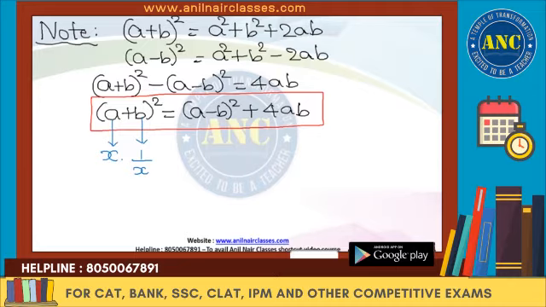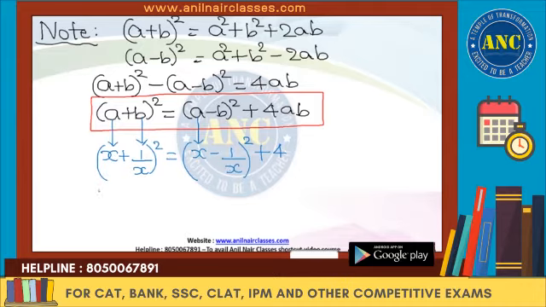That means a plus b whole square is a minus b whole square plus 4ab. But instead of a and b, I will put x and 1 by x. That means this becomes x plus 1 by x whole square, which is equal to x minus 1 by x whole square plus 4 into, a value is x, b value is 1 by x. So a into b is x into 1 by x, which is nothing but 1. So 4 into 1 is nothing but 4. That means x plus 1 by x whole square is equal to x minus 1 by x whole square plus 4.